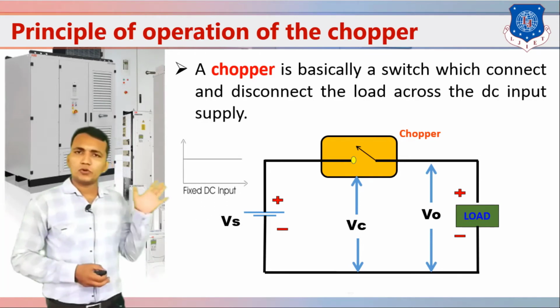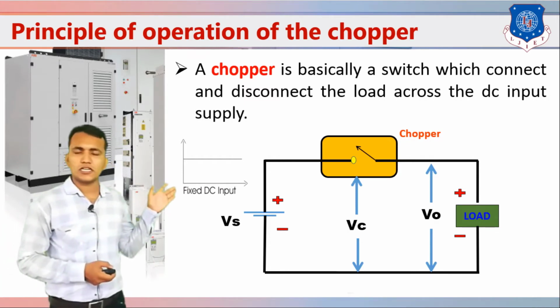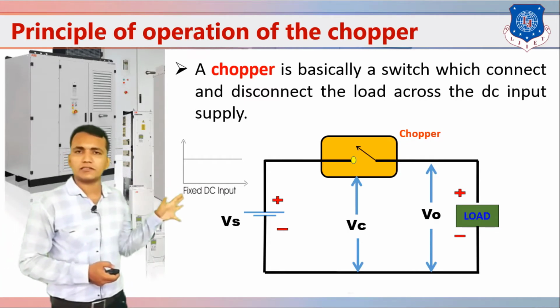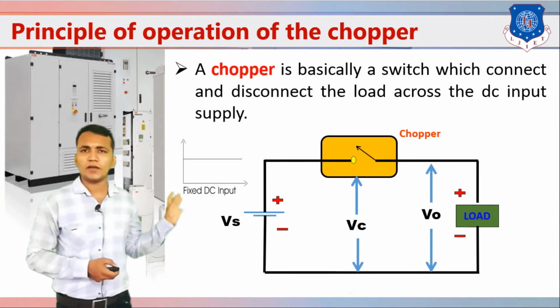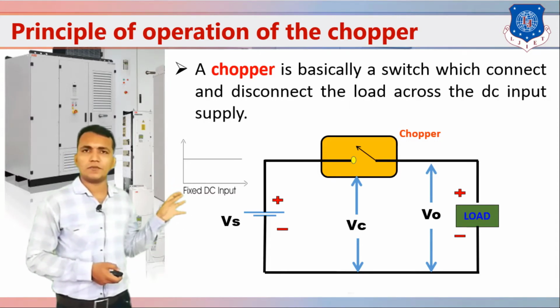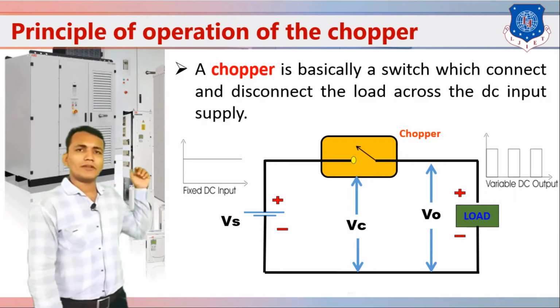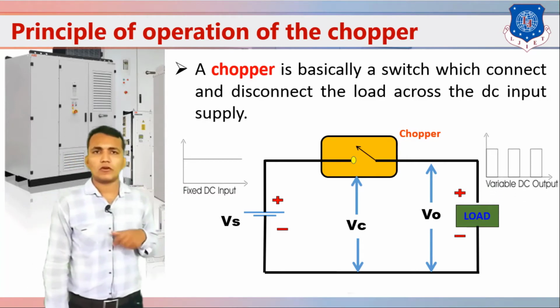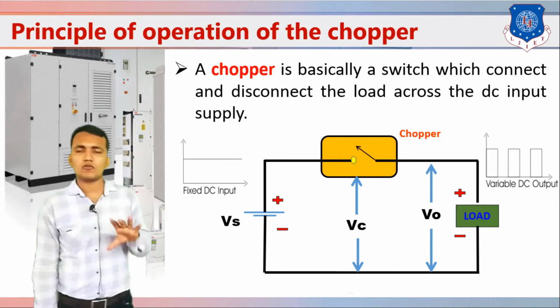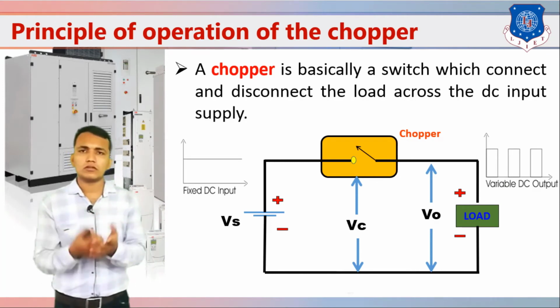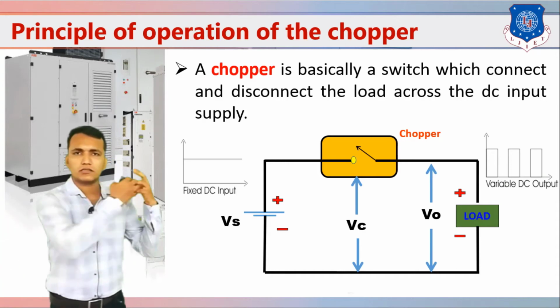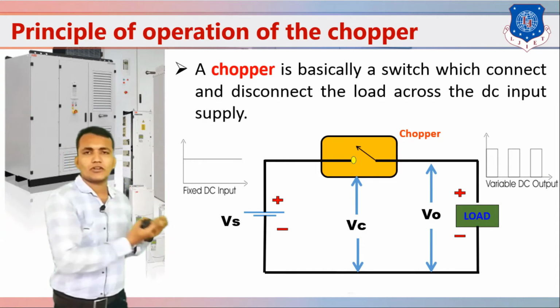Now the input is a fixed DC voltage, because we can connect batteries across the input, that is VS, the source voltage, a fixed DC input. Then the output across the load, whatever the output V0, will be a variable DC output. Now we will see this explanation in the waveform.